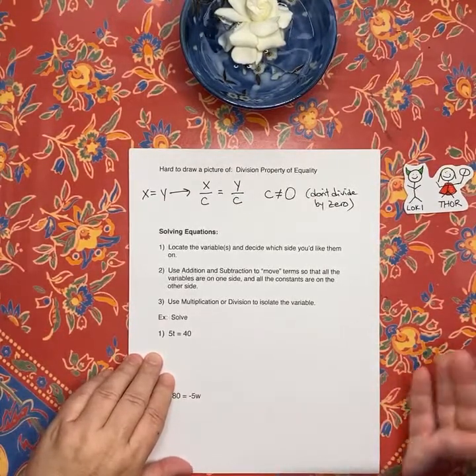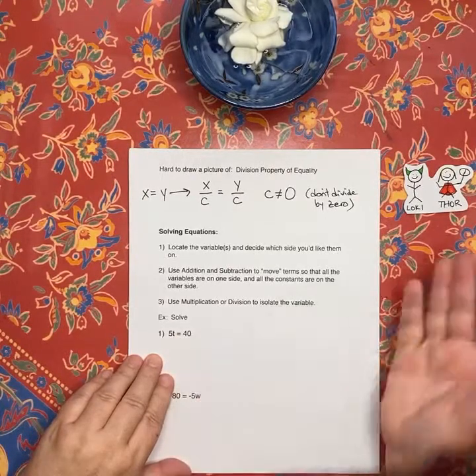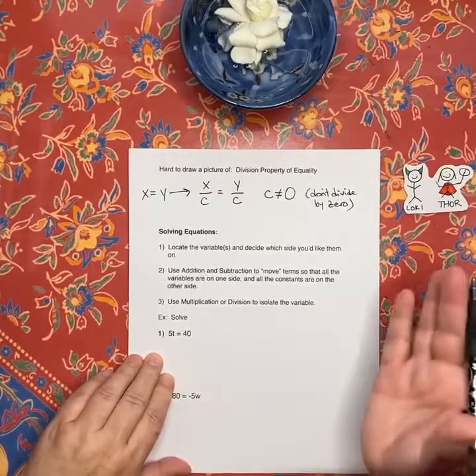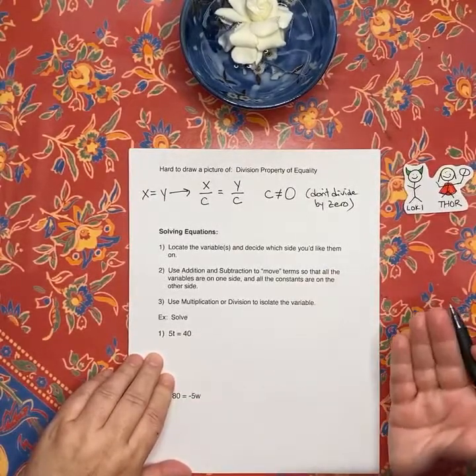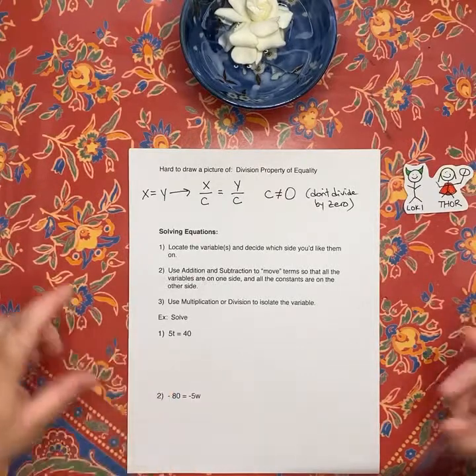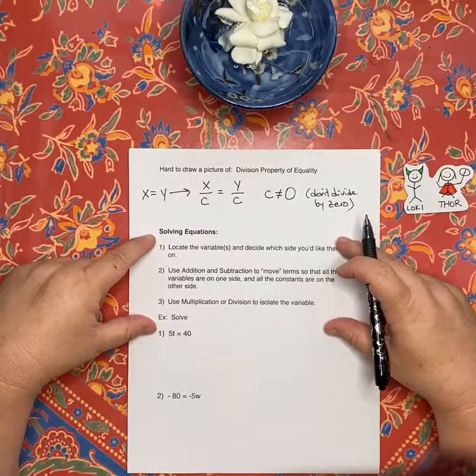If I just try random numbers like 5 times 1, that's 5. That's not 40. That's not true. Okay, 5 times 2, that's 10. That's not 40. That's not true. It could take us a long time to try all the possible numbers to get an answer. So what we're going to do is follow this very simplified list.